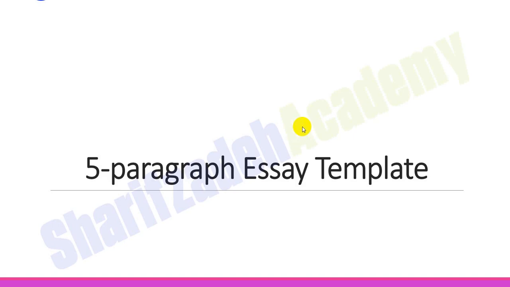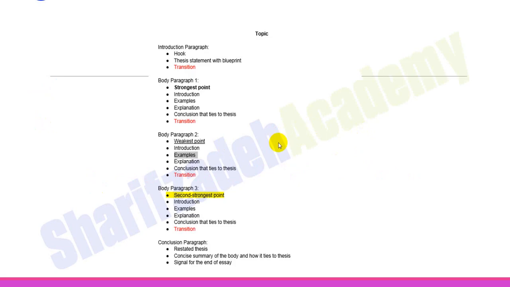Let's look at a kind of template for a 5-paragraph essay. Here we have a 5-paragraph essay template. As you see at the top, we have the topic of the text, I mean the 5-paragraph essay. Then we have the introduction paragraph. This is one paragraph. And in the second paragraph, we have a body paragraph.